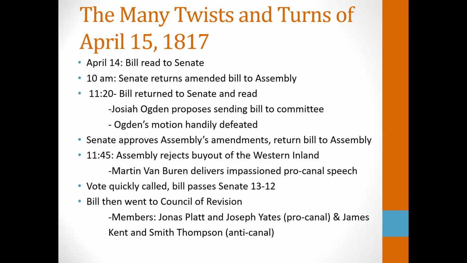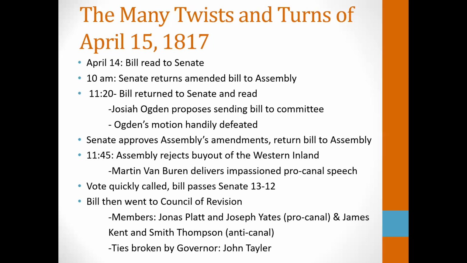Now that looks like it would be a tie, right? And it would be. Then the deciding vote would be Daniel D. Tompkins' protege, the acting governor at the time, John Taylor. Now, if you're Daniel D. Tompkins' protege, you're probably going to be anti-canal, right? Right. So it looks like the canal is going to be defeated.